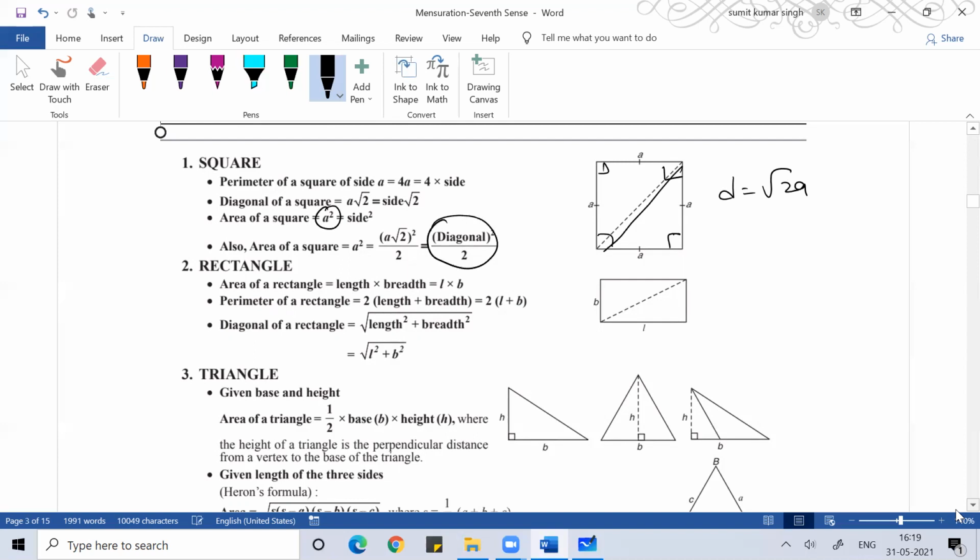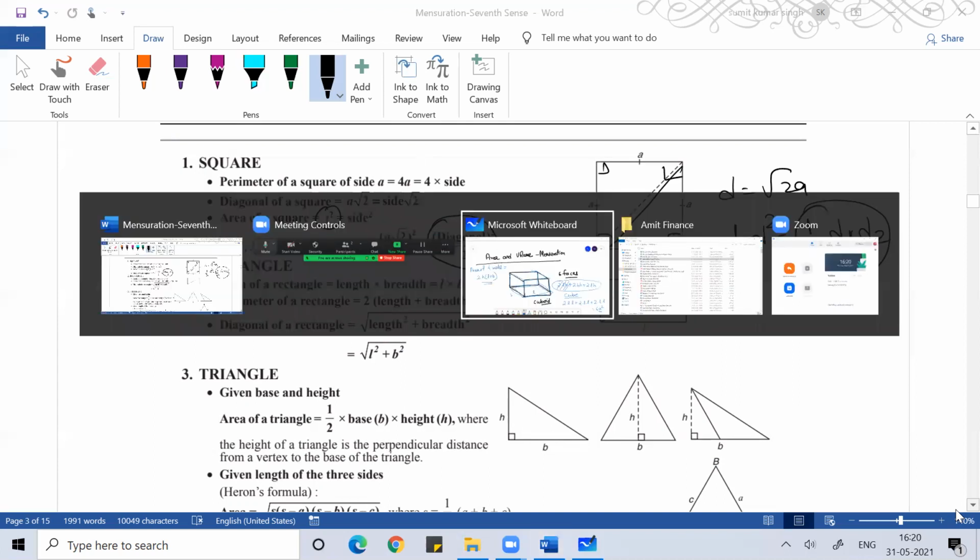Area of square is a square, or half d square. Actually, half into d1 into d2 is the formula of area of rhombus. So area of rhombus is half into d1 into d2, but in case of rhombus, diagonals are different. Yes, this is the formula when the diagonals are given in the rhombus.